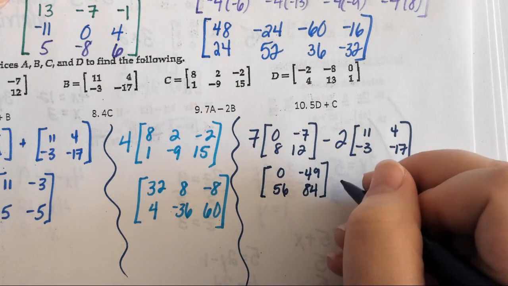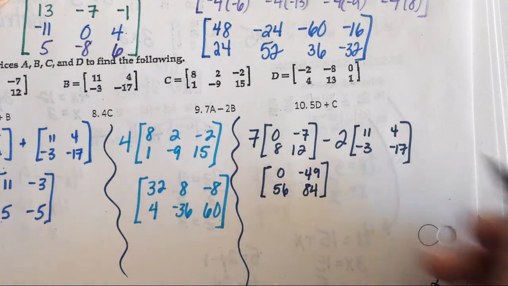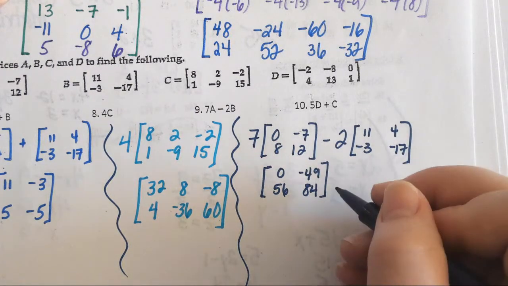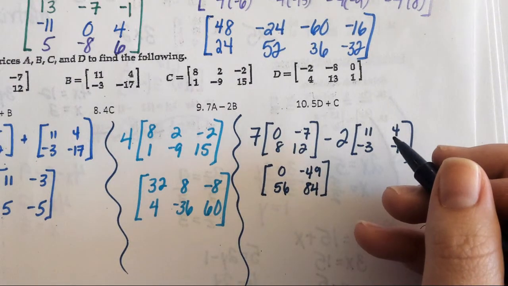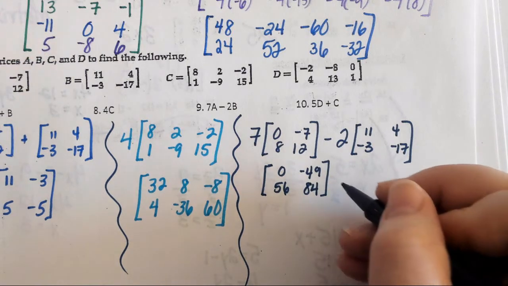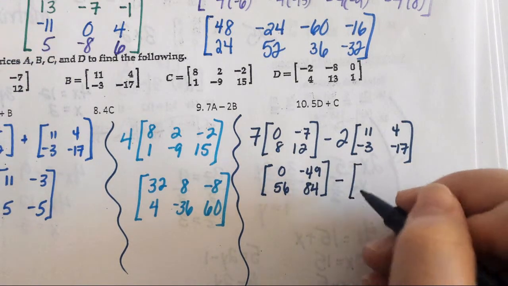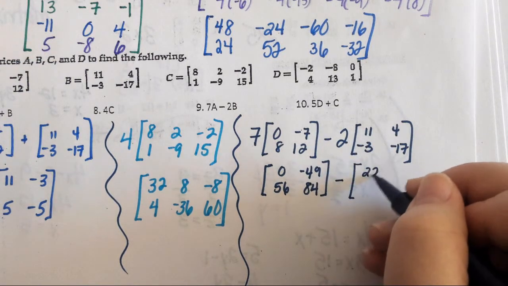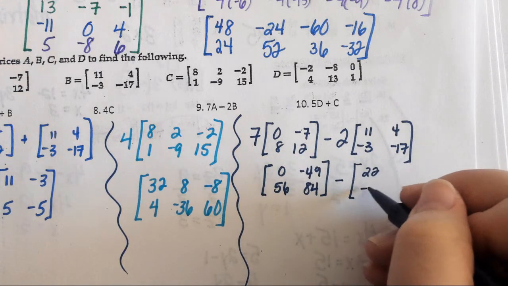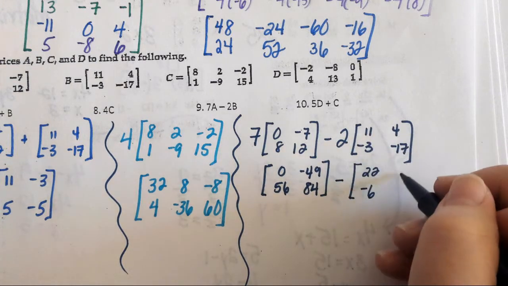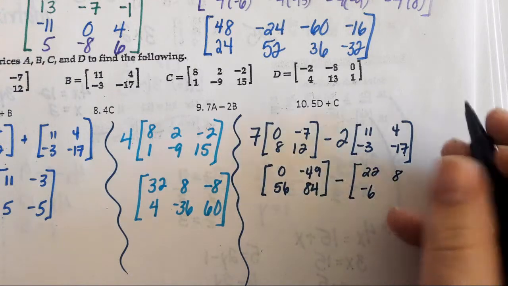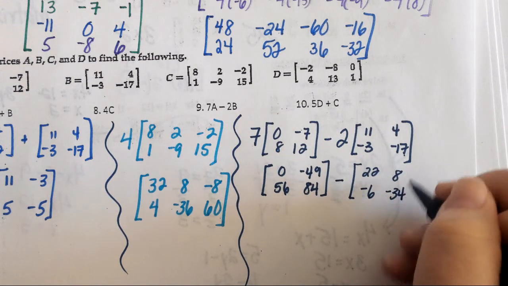And then, so we've got some options with this. We can leave the minus and just distribute the 2. Or you can distribute the negative 2. I'm going to leave the minus and just distribute the 2. 2 times 11 is 22. 2 times negative 3 is negative 6. 2 times 4 is 8. 2 times negative 17 is negative 34.